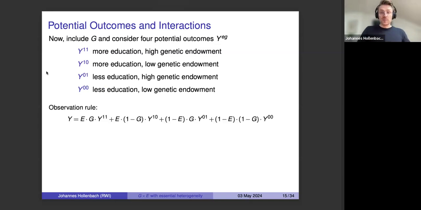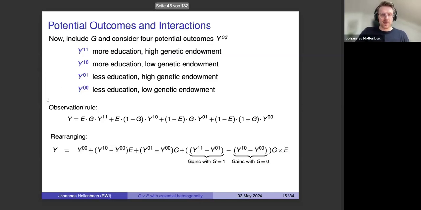The observation rule then gets a bit more complicated and looks a bit more daunting, but it works just the same. You plug in each permutation of E and G. So you plug in E equal to 1, G equal to 1, E equal to 1, G equal to 0, E equal to 0, G equal to 1, or both equal to 0, and you will end up with the corresponding potential outcomes.